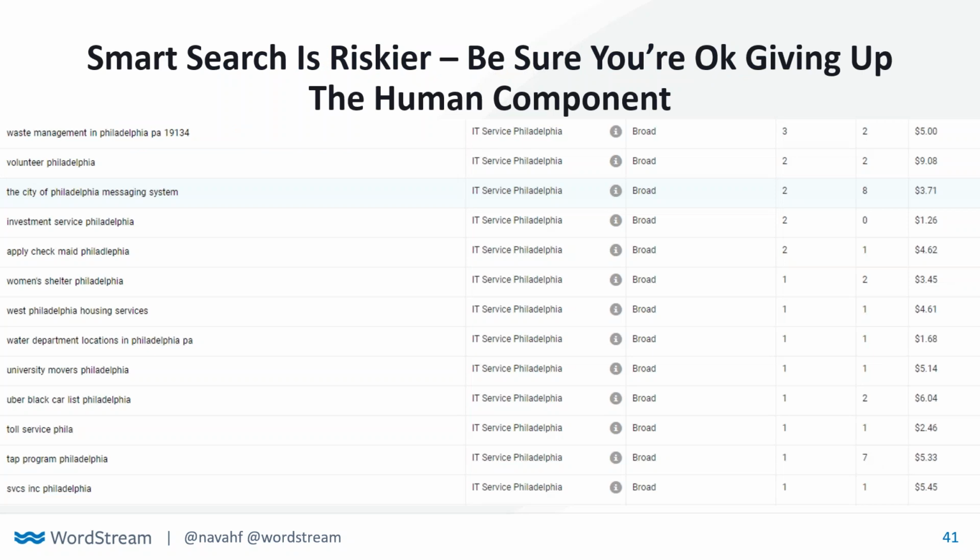Now with Smart Search, it is very risky. It is unequivocally risky because you're not going to be able to have the power of negatives to protect your brand. So be very, very sure that you are okay giving up the human component for control. It can be really useful to teach you, but again, you only want it to run for a limited amount of time.